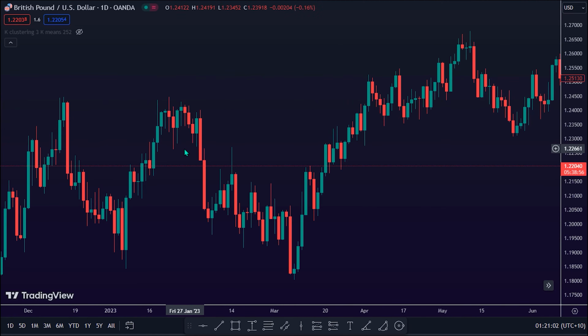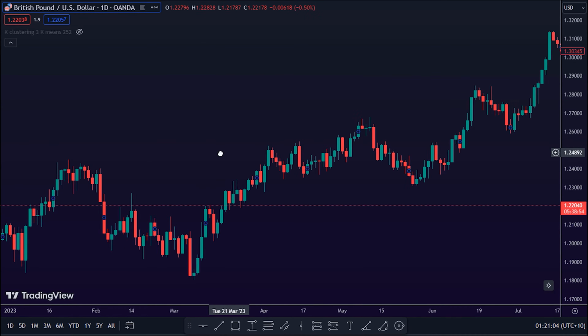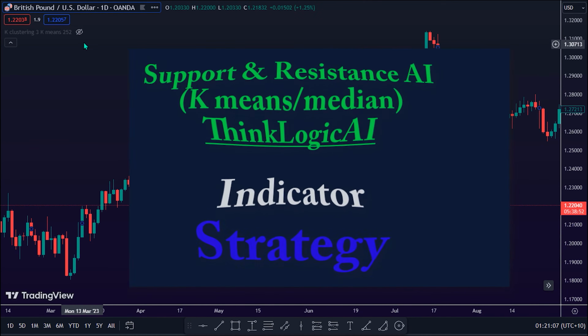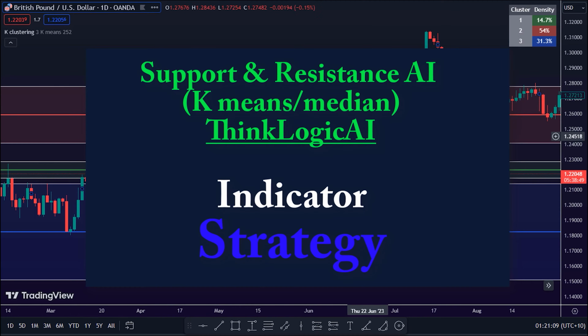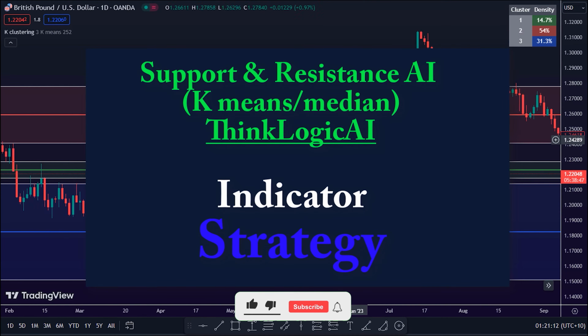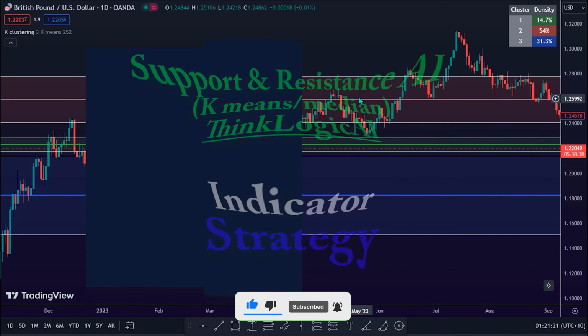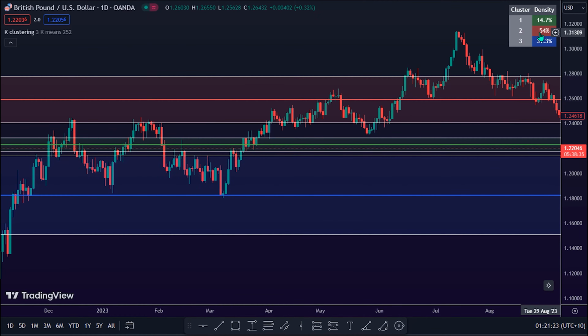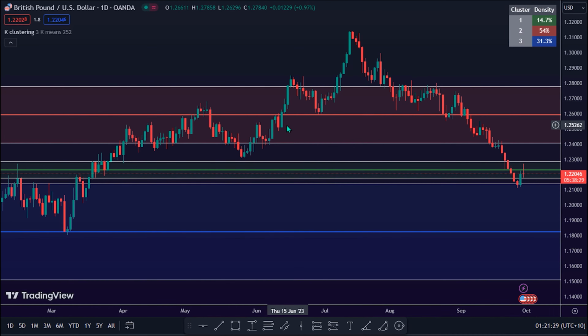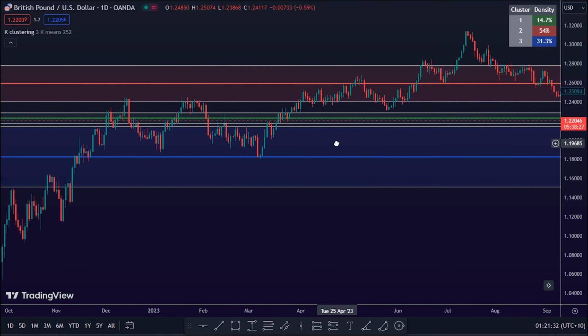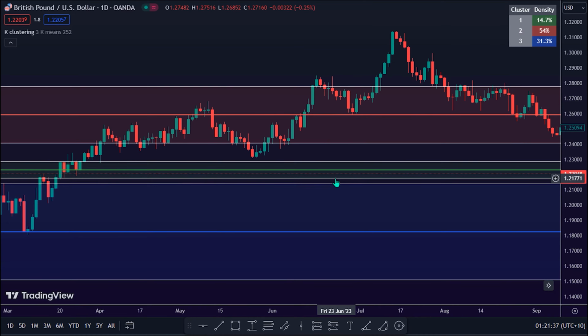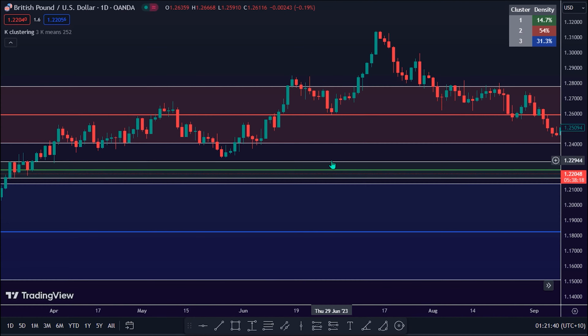In this short video, I will show you how to build a powerful and reliable trading strategy with the Support and Resistance AI, K-means median, Think Logic AI indicator to detect high winning trade probability setups in the market. K-means is a clustering algorithm commonly used in machine learning to group data points into distinct clusters based on their similarities. While K-means is not typically used directly for identifying support and resistance levels in financial markets, it can serve as a tool in a broader analysis approach.